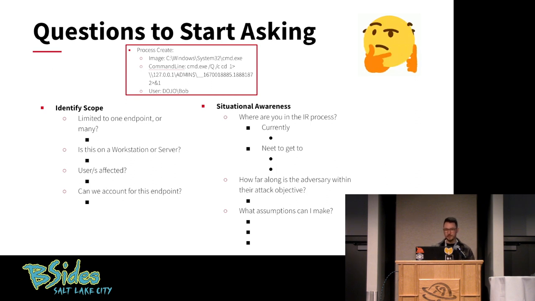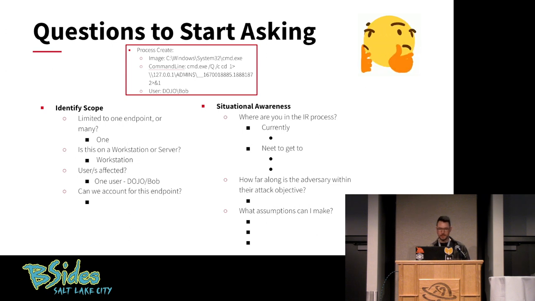So some things to start asking yourself to help identify scope and situational awareness. Since we just have one alert, this is going to be just affecting one endpoint so far. And then since we know the endpoint, we can determine, hey, is this actually a workstation or server? Workstation in this case. And then what user or users are affected? In this case, we just have Bob, who's been compromised. Can we account for this endpoint? Do we know the system owner? Do we know the endpoint role, et cetera? Yes, but just on the affected endpoint here.